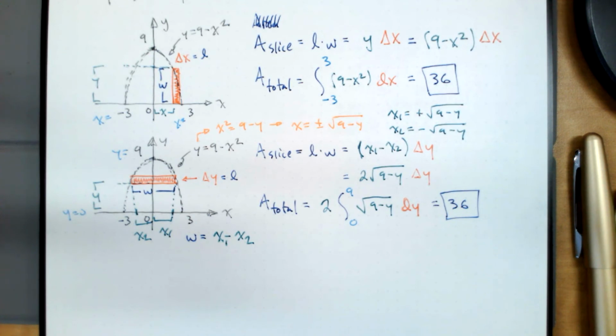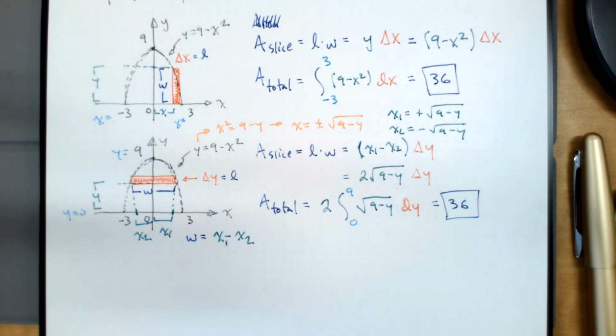So when we're calculating areas like in these kinds of problems, or even if we're calculating volumes and we're looking at a side view, it's really important to remember that you have choices. You can always choose to slice vertically or horizontally. Sometimes one will be more convenient than the other.